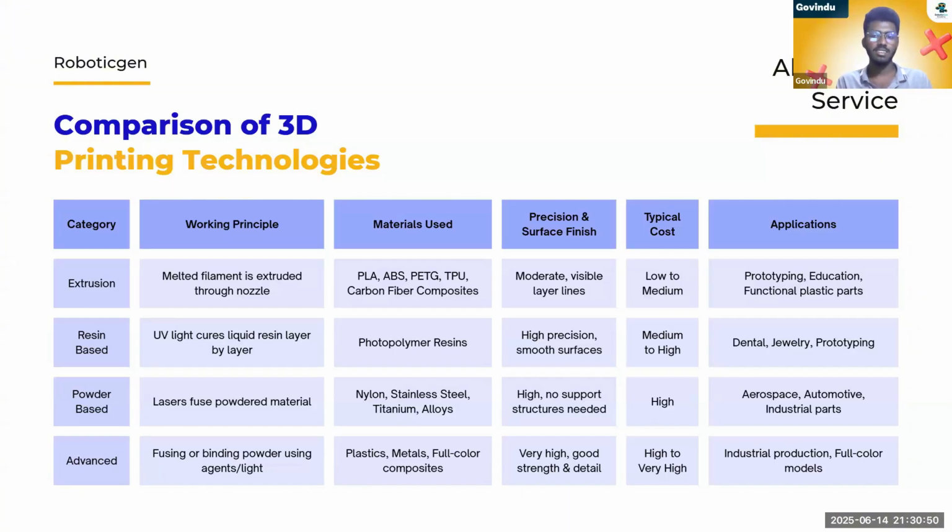And powder base and advanced is very high cost. And for the applications, I think you can use this for anything like prototyping, education, dental, aerospace, industry production. Like guys, when you go from extrusion to advanced, the application range is going to get bigger. So I think you got an idea what you should choose when you are going to 3D print your 3D model.